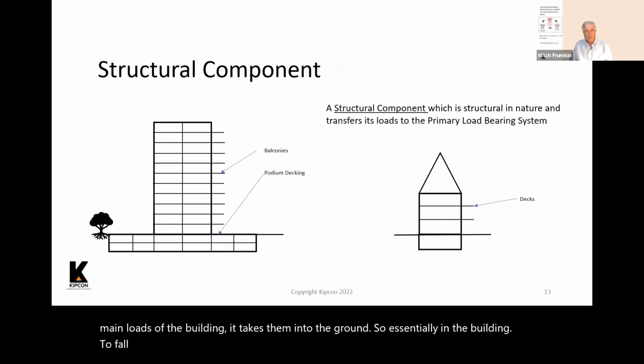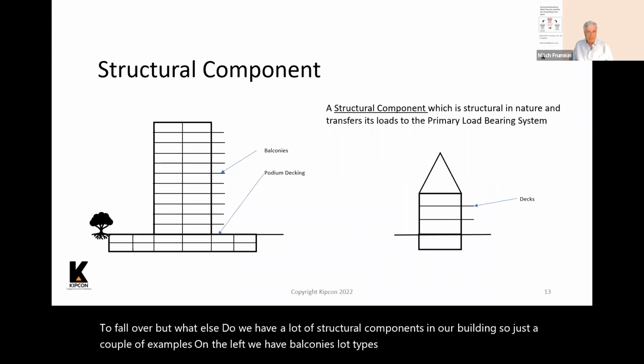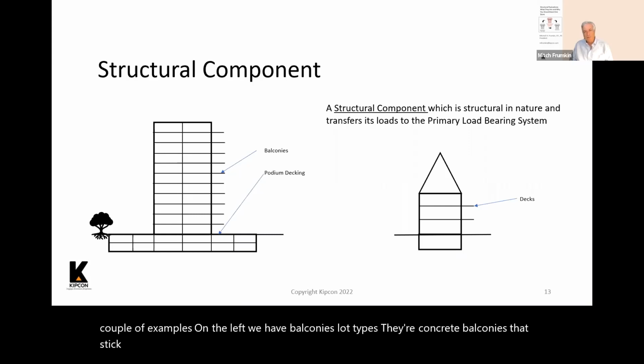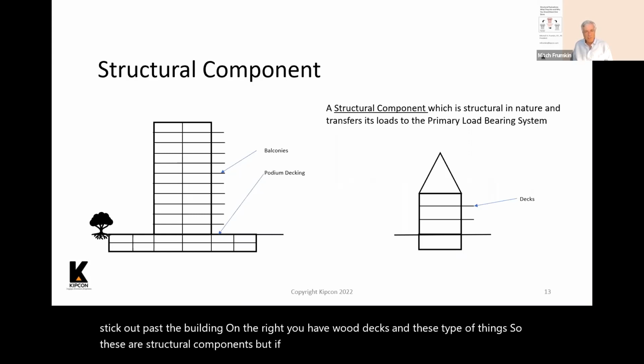But what else do we have? We have a lot of structural components in our building. So just a couple of examples. On the left, we have balconies. A lot of times they're concrete balconies that stick out past the building. On the right, you have wood decks and these types of things. So these are structural components. But if you take the balcony or the decks away, the building isn't going to fall down.